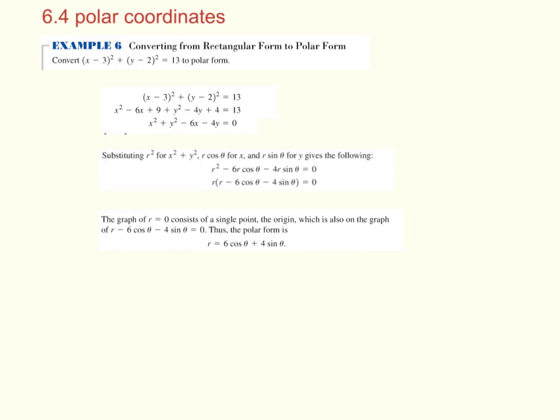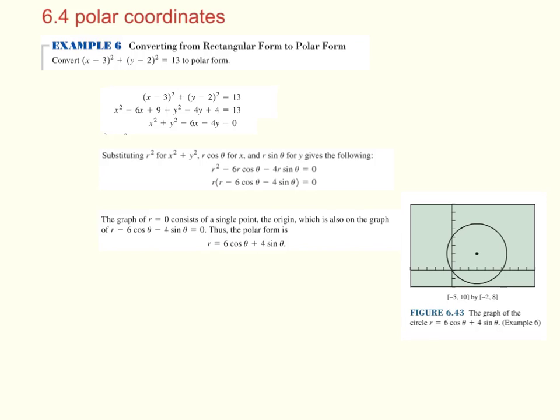If we were to graph that, we can see that the graph of r equals 6 cosine theta plus 4 sine theta from 0 to 2 pi is a circle with a center at 3, 2 and a radius of root 13, which is exactly what we should have expected from the given equation, because this would have the h, k center of 3, 2, and if that's the radius squared, then it would have a radius of root 13.